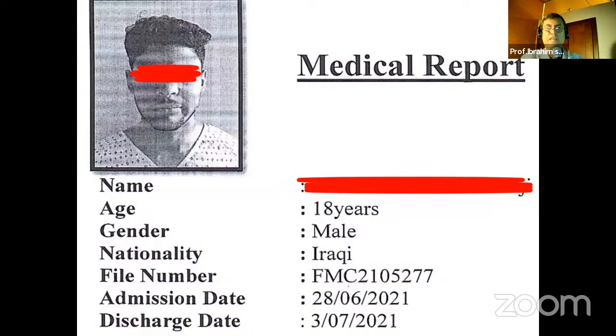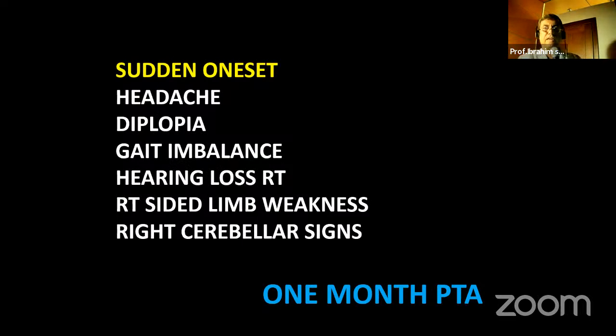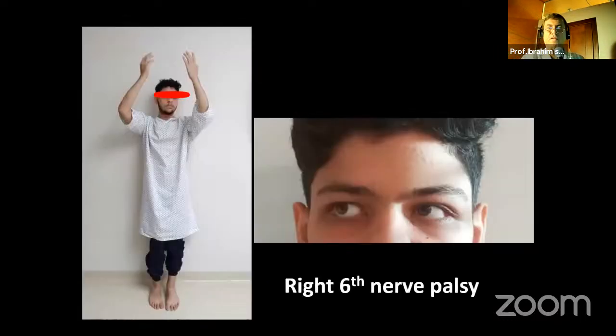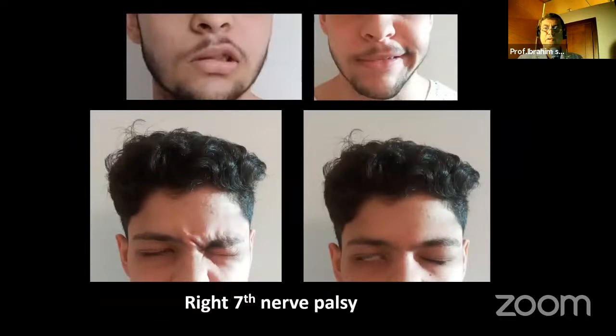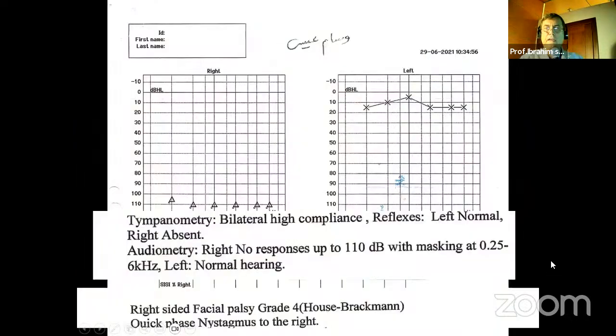Patient from Iraq, 18 years old. He had sudden onset of headache, double vision, gait ataxia, hearing loss on the right side, limb weakness, and right cerebellar signs about a month before he presented to us. He had some drift on the left side. He had a sixth nerve palsy on the right side. There's facial weakness on the right side. You can see it clearly. His auditory function test showed decreased hearing on the right side. And he had, as I said, grade 4 House-Brackmann facial weakness.